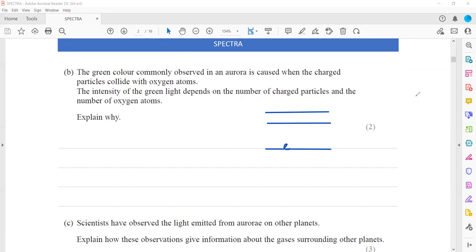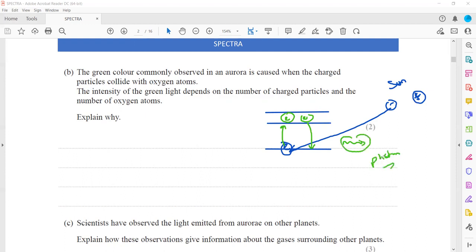So what happens when a charged particle, positive or negative, collides with an electron is that it transfers energy to the electron. This charged particle is coming from the sun. When it collides, it transfers the energy to the electron, so the electron jumps to a higher level. And when this electron returns, it gives out a characteristic color, or a photon, and that is how different colors are seen. In the case of oxygen, we commonly see green color.